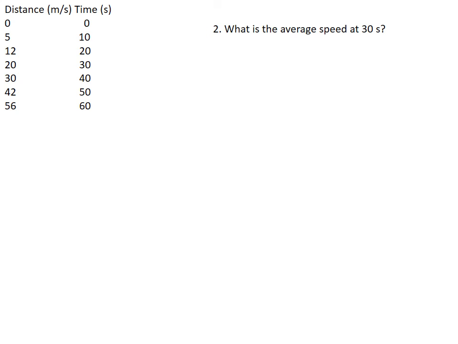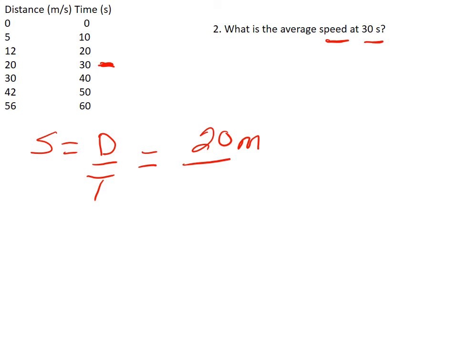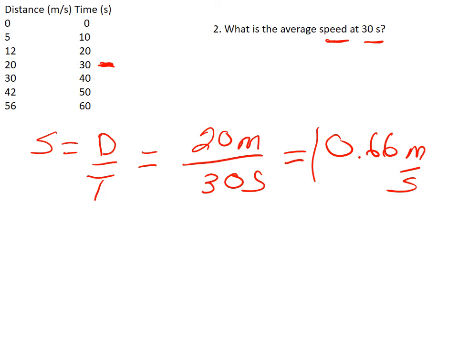Here on this problem number 2, we're going to figure out the speed at 30 seconds. So we'll use the values over here. Again, speed is equal to distance divided by time. The distance at 30 seconds is 20 meters. Time at 30 seconds. 20 divided by 30 is 0.66 meters per second. And of course, a box around the answer.